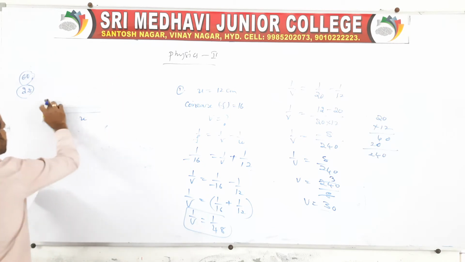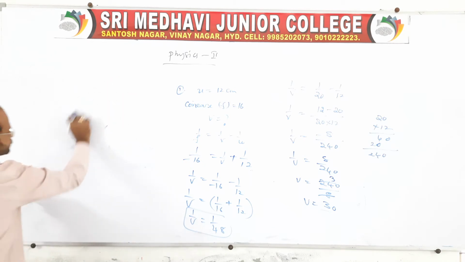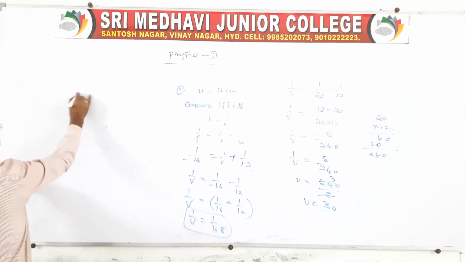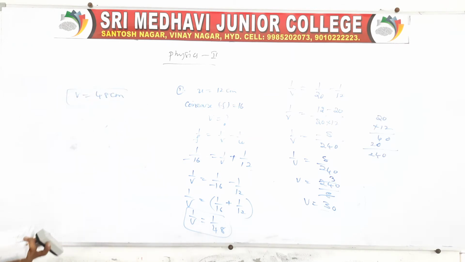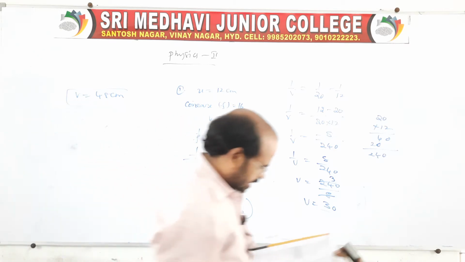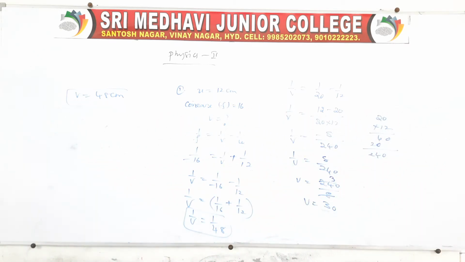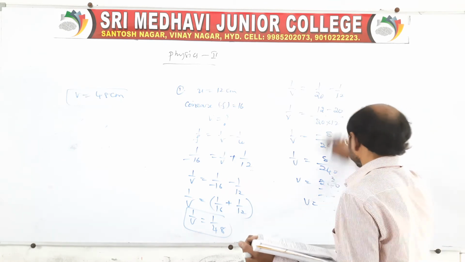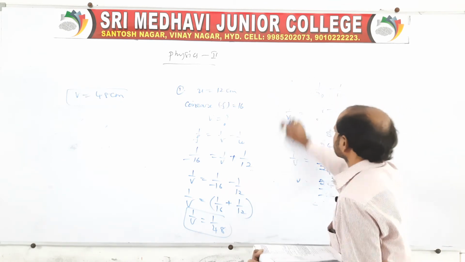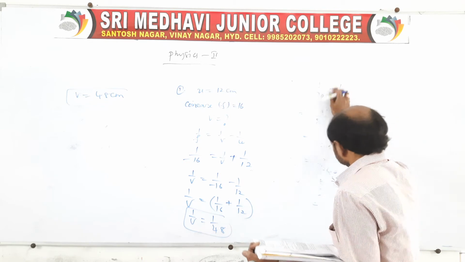So the image distance for the concave lens, v is equal to 48 centimeter. By using this, the image will be located at 48 centimeter from the given concave lens. So like this is the next problem related to lenses, right?